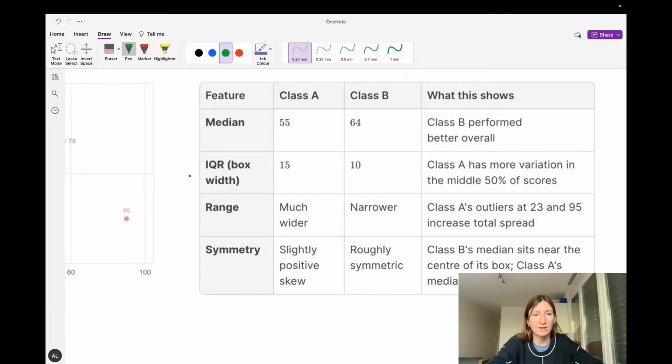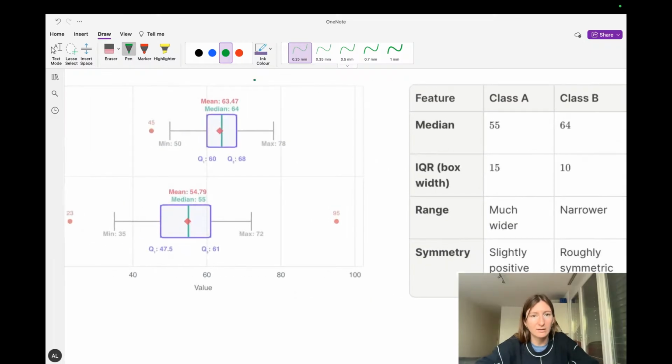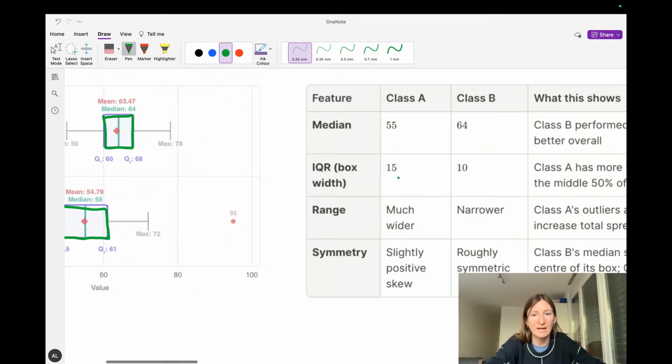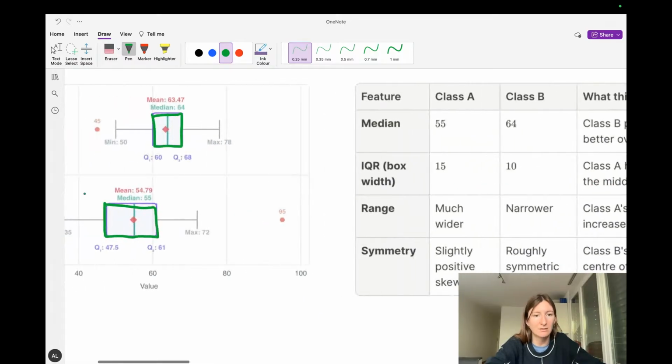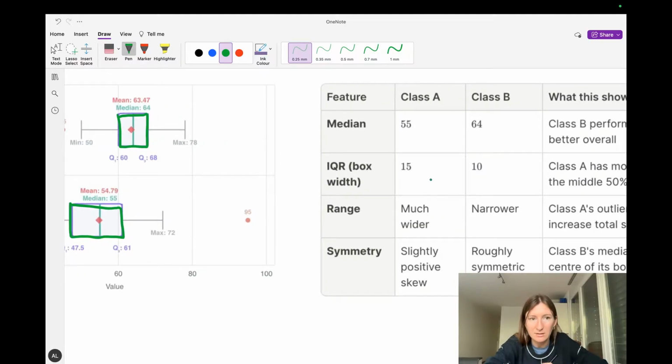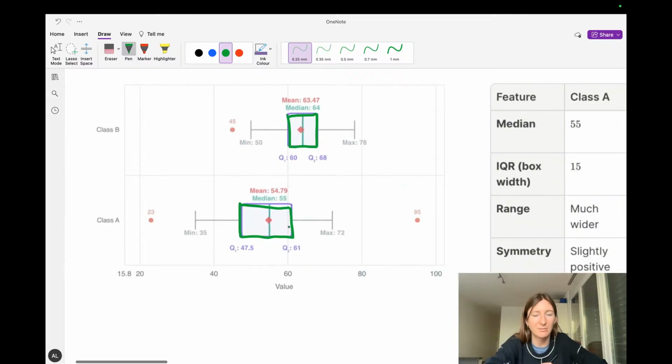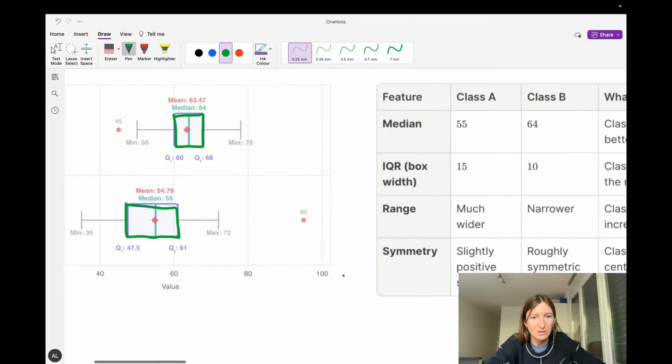You can look at the interquartile box width, so this box here, that's the box width, how wide it is. So for class A, it has 15 and class B has 10. So there's more variation. It's more spread out in this class. Well, actually, no, it's the other way around. That makes sense, because class A is actually this one. That's a bit confusing. And B is this one. The width of this box is way wider, so it's more spread out.